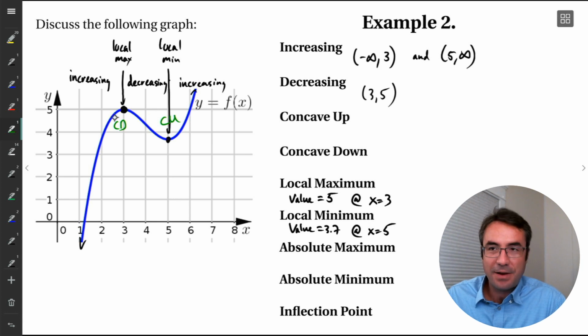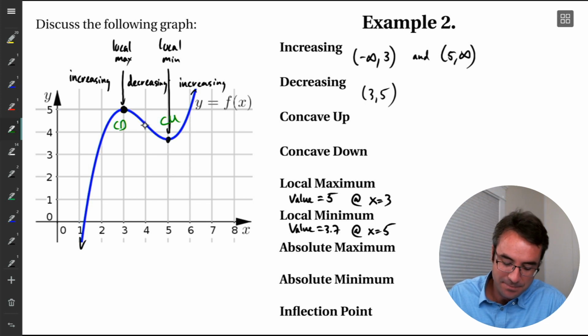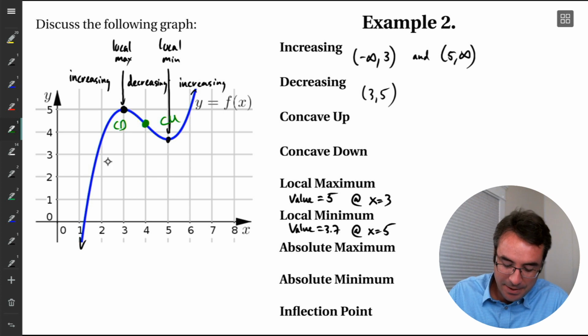But it helps to identify the regions. So here's a region that's concave down. Over here is a region that's concave up. And the inflection point has to happen somewhere in the middle, so maybe right around here. So I'm thinking this is our inflection point.